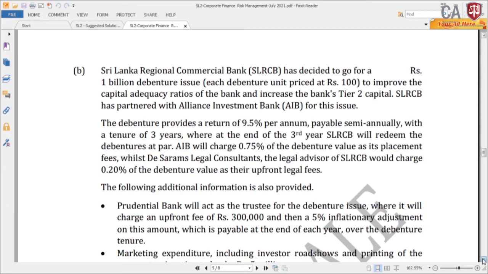Net proceeds. Even though it looks like a 1 billion debenture, if there is no cost involved, you get 1 billion. But we have been given a list of costs. So they are asking what is the net proceeds you get from the debenture issue. So we have to reduce all the costs they have mentioned now, not the future costs, today's costs. You reduce all the costs and find out what is the net proceeds. At the same time, they want you to calculate the cost as a percentage of the debenture value you have generated. So can you move on to the suggested answer?